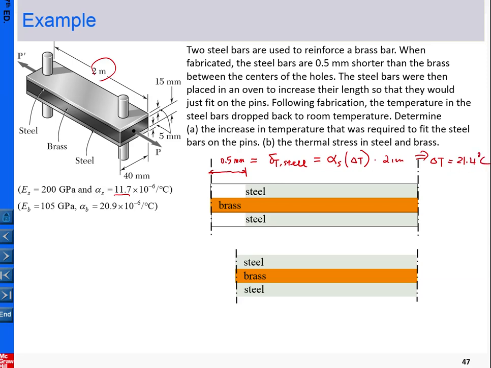Then the second question is we want to determine the thermal stress. Right now you can see the steel is elongated a little bit, so there is tension in the steel, and the brass is compressed a little bit, so the brass will be in compression. We want to determine what the thermal stress is there. So how do we determine this?